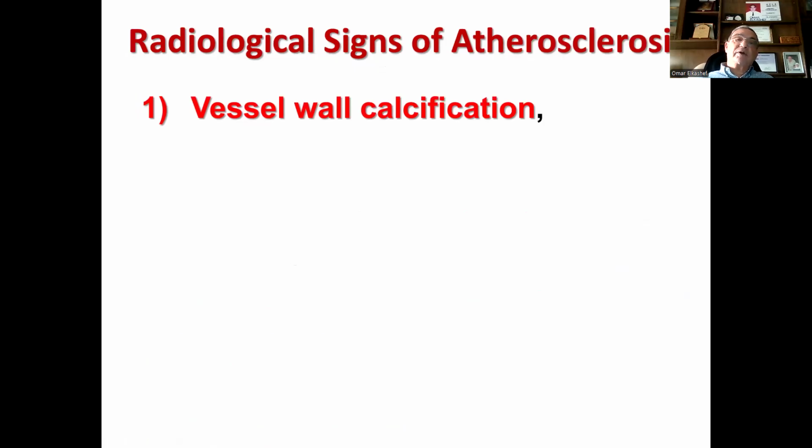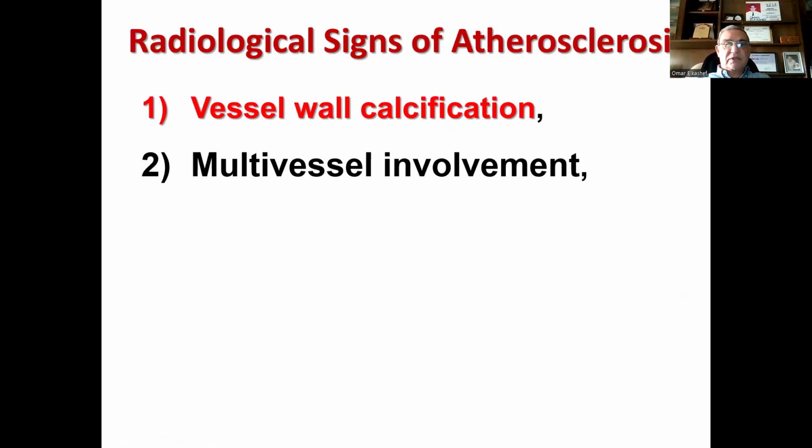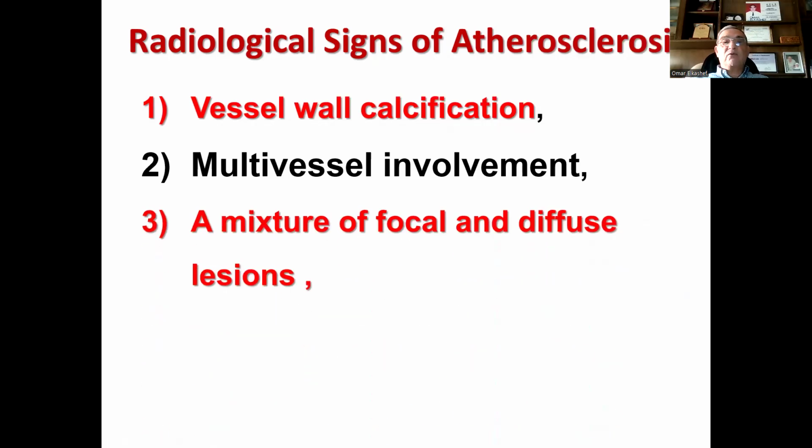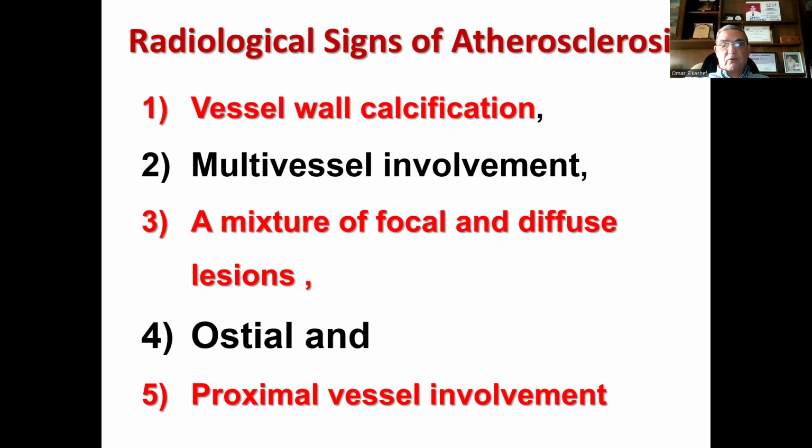Calcification is commonly present in X-rays done for patients with atherosclerotic peripheral arterial disease. The second is multi-vessel involvement. It is rare to see a patient with one level occlusion. If we see a patient with one level occlusion, he probably presents with claudication, not with critical limb ischemia. Another sign is a mixture of focal and diffuse lesions, and ostial and proximal vessel involvement.